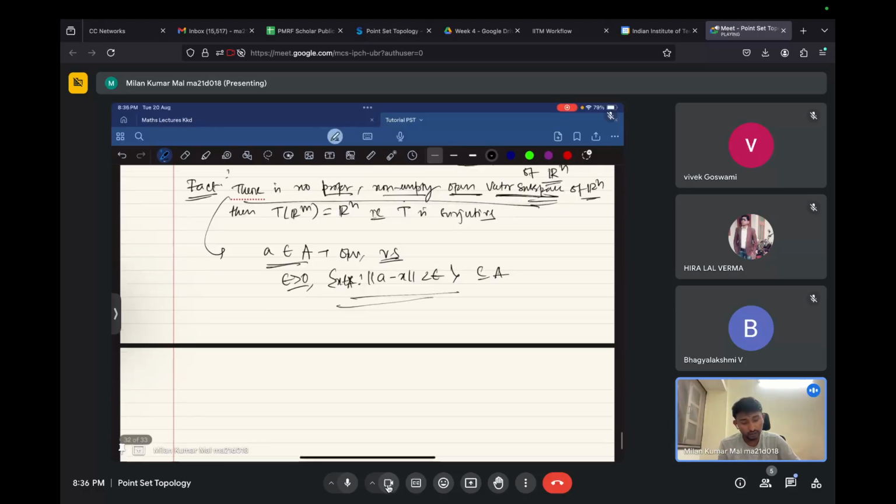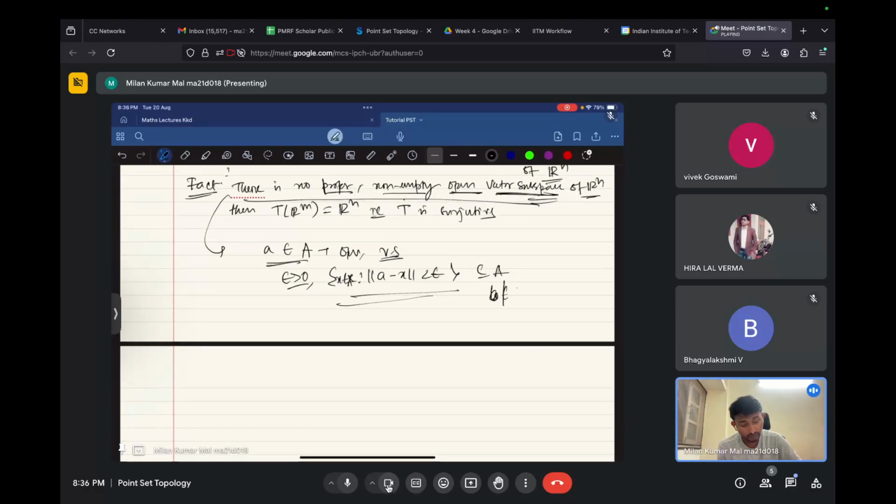But any point which is not even in A, that point can be written, I mean, we can scale it as small such that that point is again inside the ball B. What will be that scaling? I'll just write the scaling only.